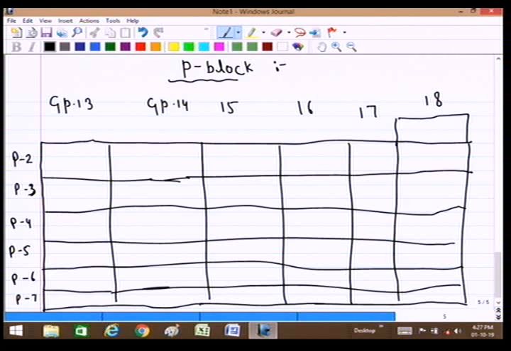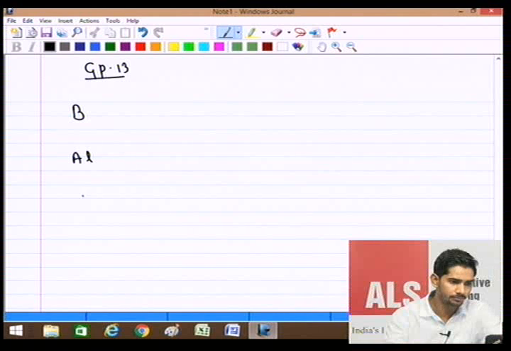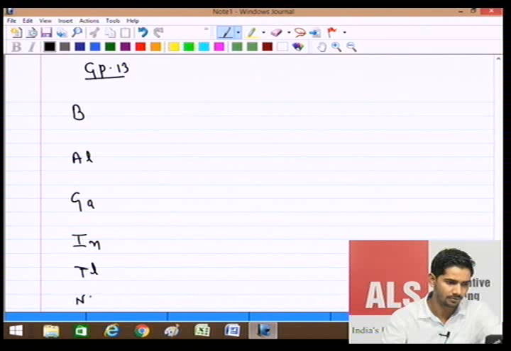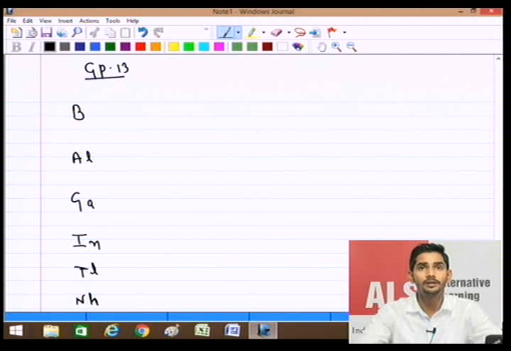So guys, let's begin with the group 13. Now, group 13 elements are boron, aluminium, gallium, indium, thallium, and nihonium. So this is the group 13.